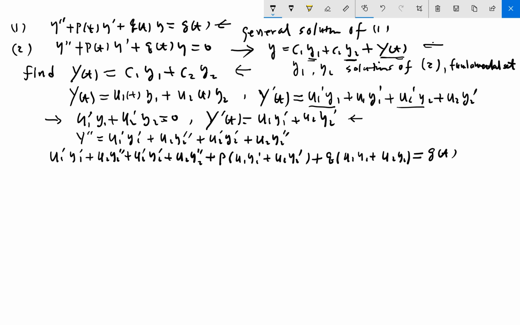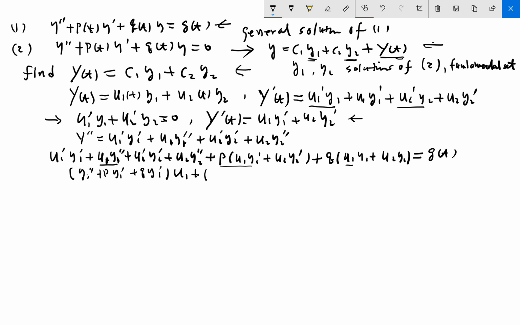Okay, y double prime is u1 prime y1 prime. Here's u1 and y1, sorry. So the first term with u1 is 1 here. So you got y1 double prime, right? That's the first term with u1. Second term with u1 in this one, so you plus p y1 prime. Then the third term with u1 in this one, so plus q y1. Those are all the terms with u1 there. You put the common term out, you got this.